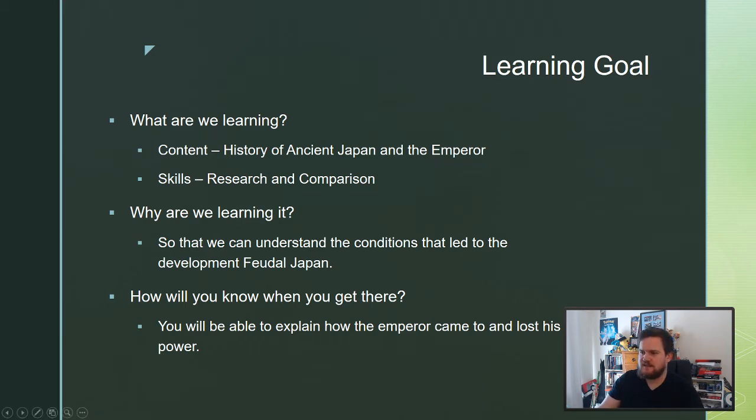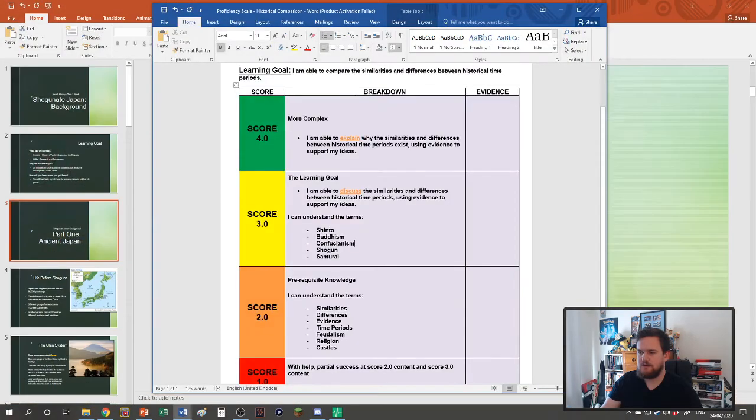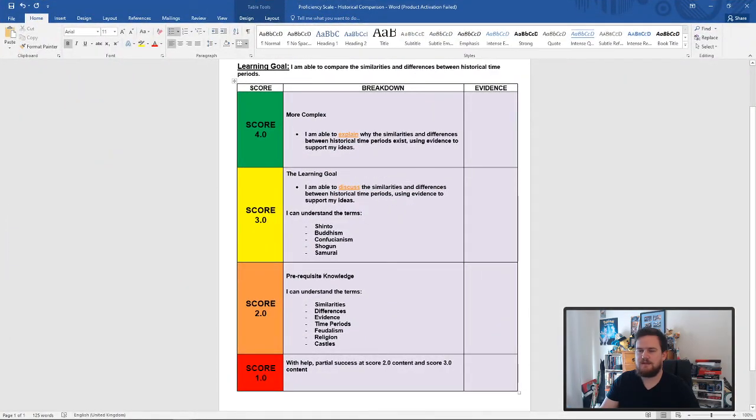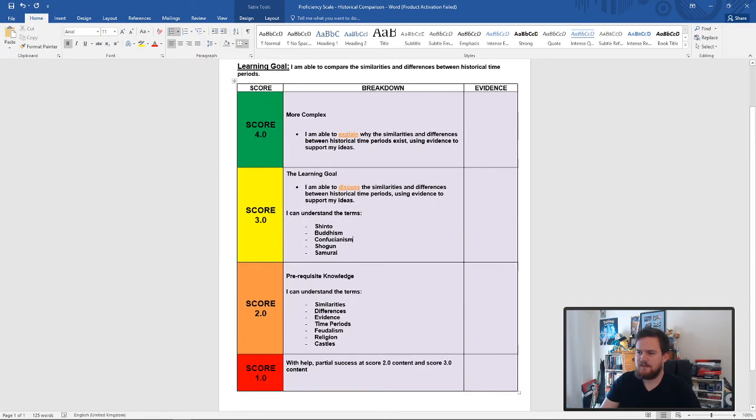Now, I'm just going to jump out of this PowerPoint and very quickly show you the proficiency scale. What we're going to be doing this term is based on this proficiency scale, which you will have on your Daymap. What we want to be able to do by the end of the 5 weeks is discuss the similarities and differences between historical time periods using evidence to support your ideas. We're going to be talking about the differences between feudal Japan and medieval Europe.